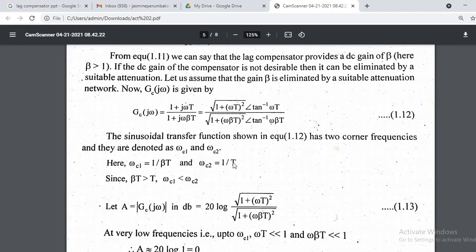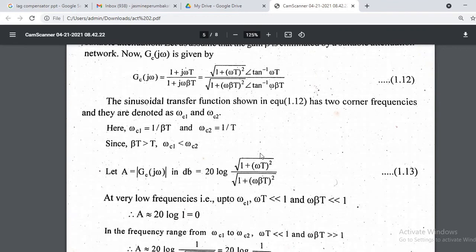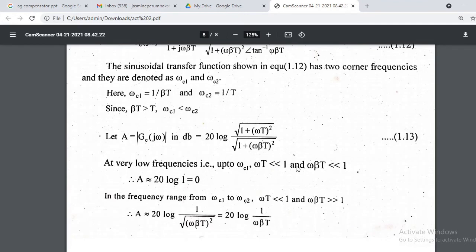To draw the frequency plot, that is to draw the magnitude plot or phase plot, we are taking these corner frequencies omega c1 and omega c2, and frequencies which are less than omega c1 and frequencies which are greater than omega c2. At these four frequencies we are calculating the magnitude and we are drawing the plot. Since beta T is greater than 1, omega c1 is less than omega c2, we know that. And we are taking the magnitude in decibel. 20 log of magnitude will be the magnitude in decibel.